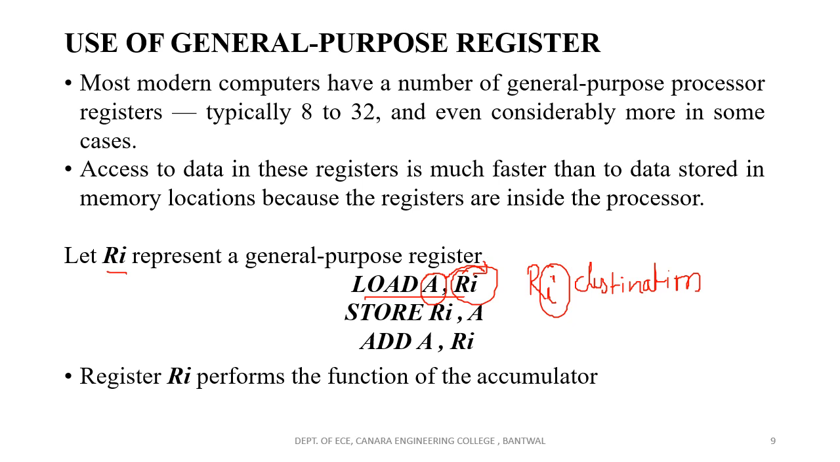Similarly, store Ri, A: the content that is present in Ri is copied to the location A. Add A, Ri adds the content of A with the content of Ri, and the result is stored in Ri. This register behaves as an accumulator. You can perform any task and store the data in a register temporarily for further processing.